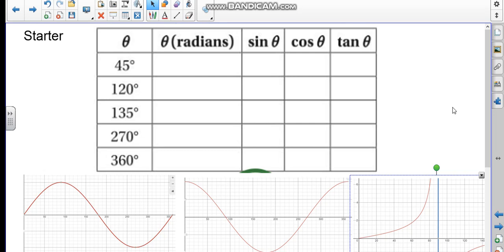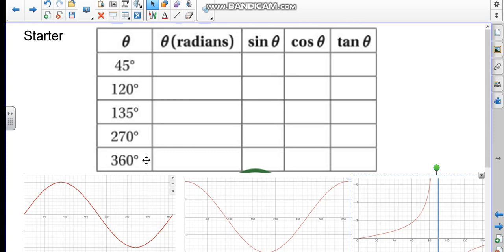What I'd like you to do is copy that table out. First of all, fill in the radians equivalents to these degrees, and then fill in the sine, the cosine and the tan. This 45 you should know, but 120, 135, 270, 360, you're going to have to work out using your knowledge of 30, 45, 60, 0 and 90. Please try not to use a calculator for this. Try and see if you can work it out.